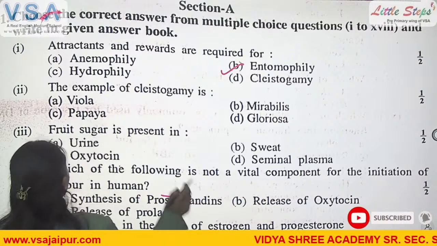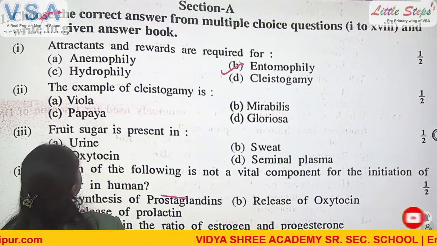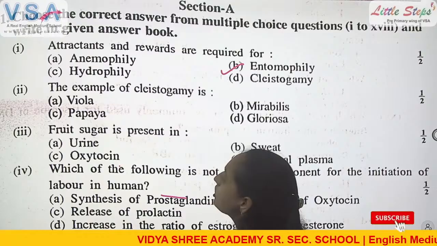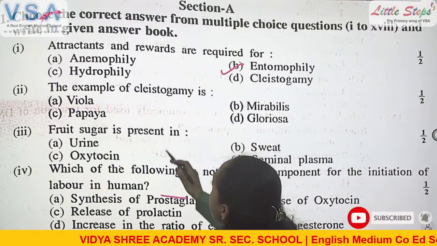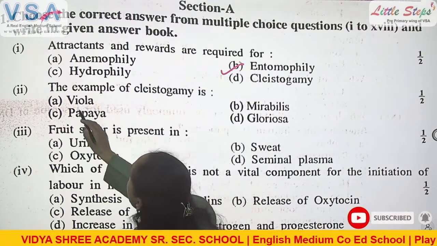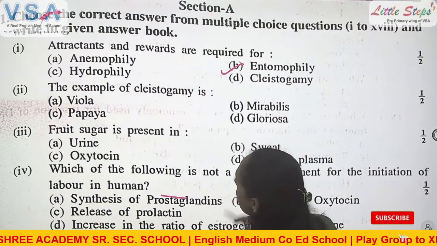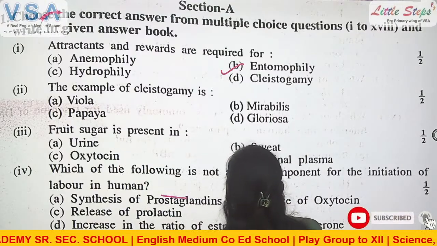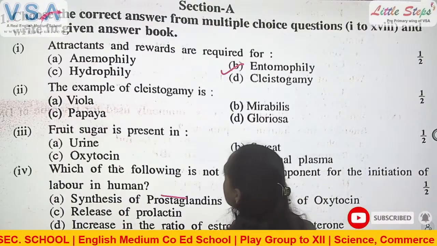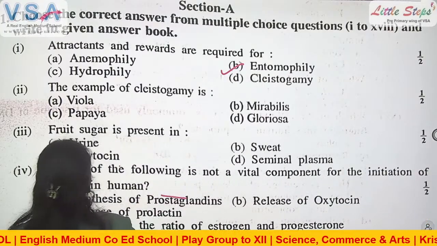Now the next is, the example of cleistogamy is, what is the example of cleistogamy? Viola, Mirabilis, Papaya or Gloriosa. So what is the right answer? The example of cleistogamy.